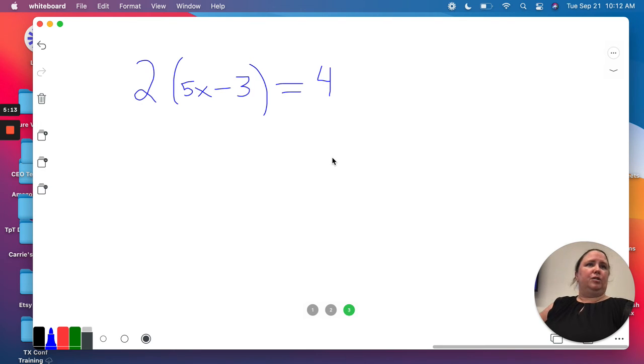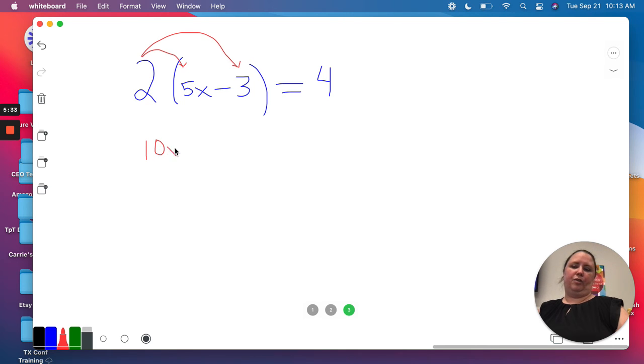Is this a two-step or multi-step? Very good. What is the very first step, Aaron? You distribute. We're going to distribute the 2. When you say the word distribute, what kind of math is that? Multiplication. Very good. What is 2 times 5? Just shout it out. 10. X. Don't forget the x.